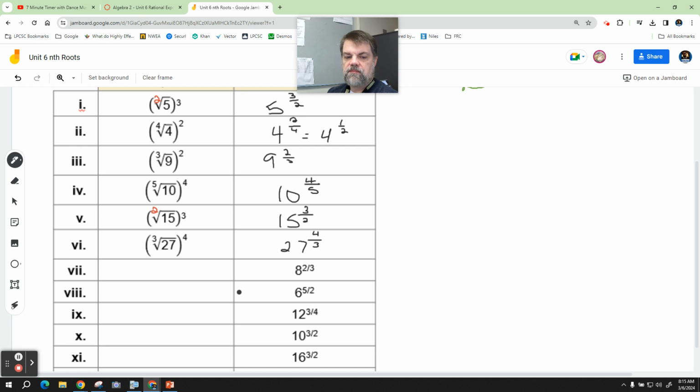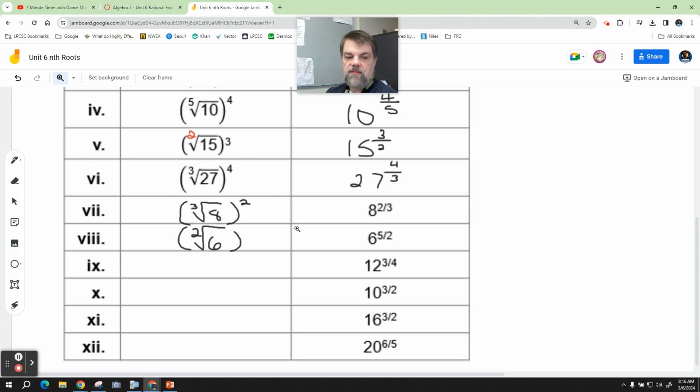Okay. Now over here we got to do the same thing. I'm going to say the base is 8, and that's going to be raised to a power. The power is the top number, the numerator, so that's 2, and that's 3. The next one, the base is 6, the root is 2. Maybe I can zoom in a little more. And then the power is 5, right? Because the power is the top number on the fraction.